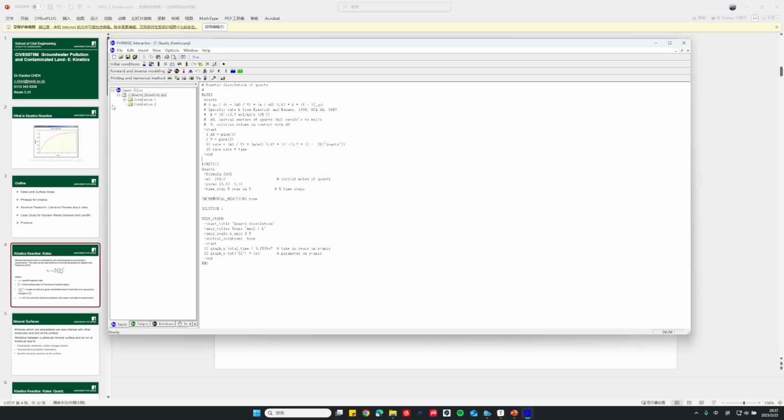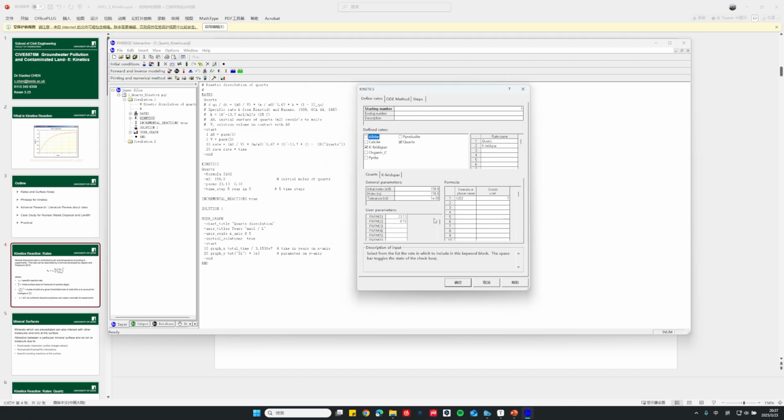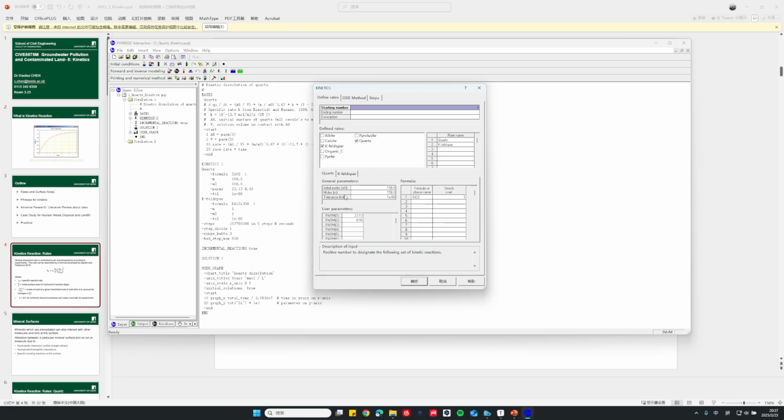For example, in this case, we can see the quartz has been defined, but what if I want to use another mineral? For example, if we want to use K-feldspar, what will happen? The key point is, in quartz, we know the physical meaning of these two parameters, but in another mineral, we don't know. So where can we find it?